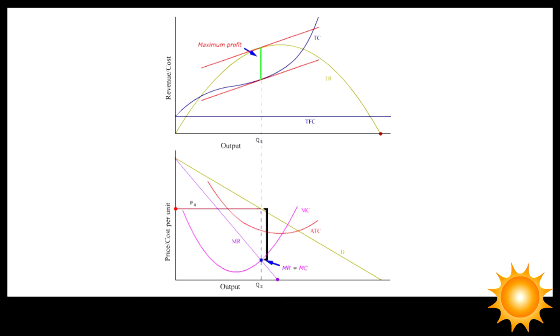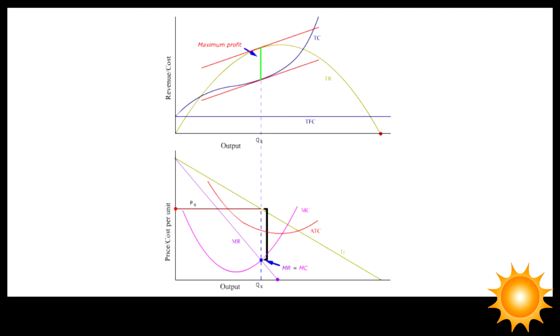Because price is always greater than marginal revenue under single pricing with a downward sloping demand curve, and MR equal to MC is the condition for profit maximization. Therefore, price is always greater than MC when profit is maximized. But P greater than MC does not guarantee positive profit.